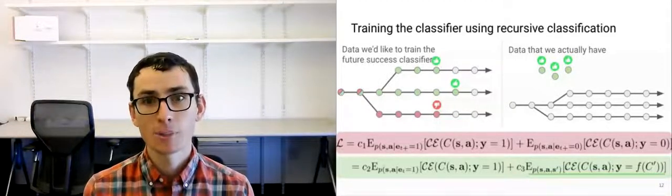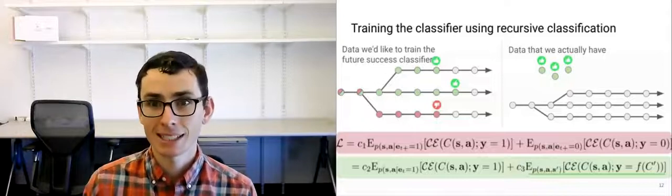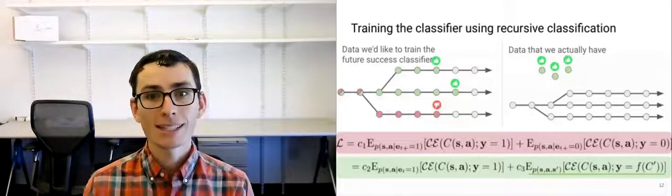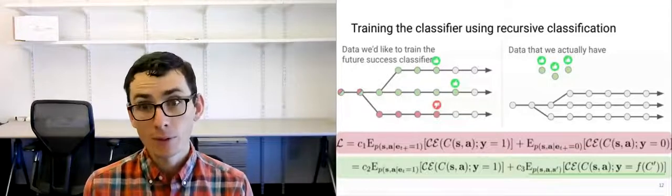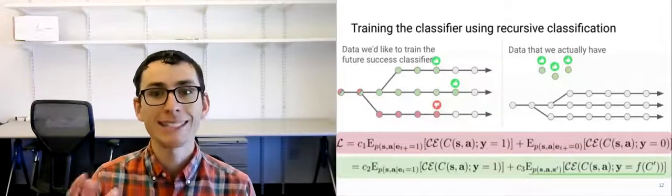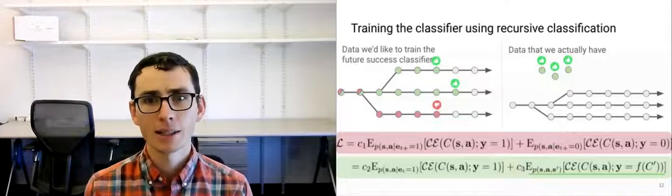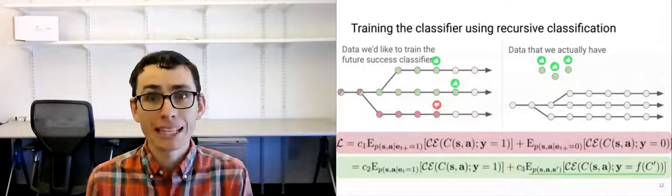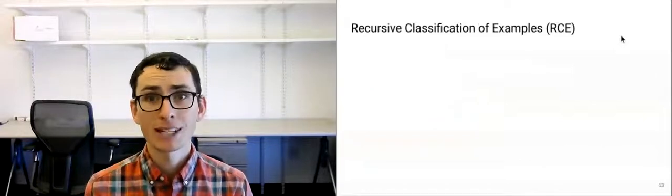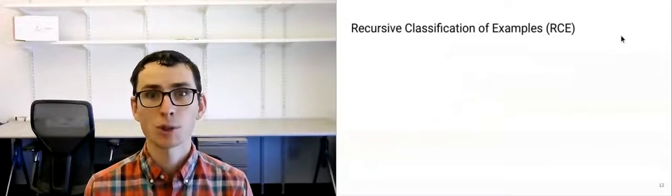You might notice that this objective looks similar to temporal difference learning. The objective function depends on the classifier's own predictions at the next time step. However, whereas standard TD learning is applied to reward functions, our method is applied directly to data. Thus, our method can be interpreted as a sort of TD learning for data. We call our resulting method Recursive Classification of Examples, or RCE for short.